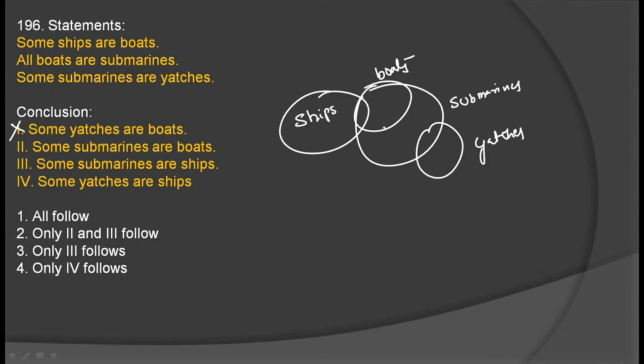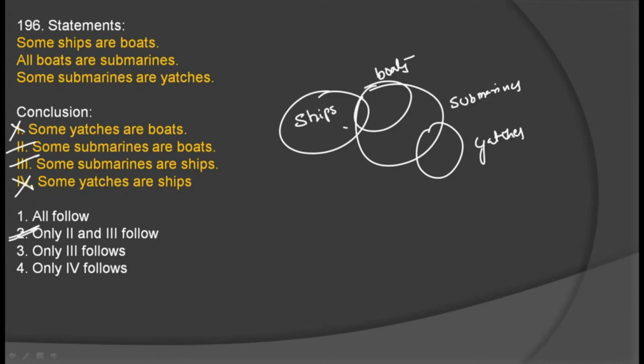Some submarines are boats. Of course, all boats are submarines means definitely some submarines are boats. Some submarines are ships. Absolutely follows. Why? Because there is an overlap between the objects in the diagram. Some hatches are ships. There is no direct relation in the diagram. It's an invalid conclusion. So you can choose your option.